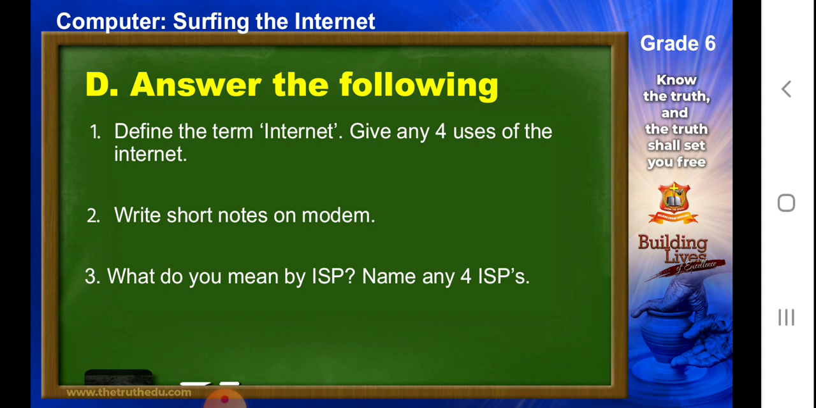Second point, you can mention about the examples. BSNL, Airtel, we have Idea, you have Earthlink, you have Verizon, all those things you can mention there. So name any 4 ISPs, so you can mention any 4 ISPs of your choice.